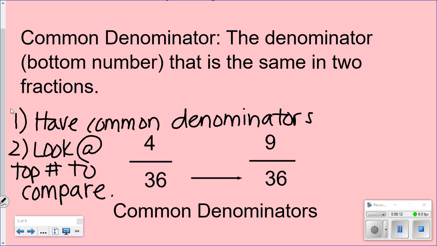All right, so here's a short, sweet example. I have two fractions. I have 4/36 and 9/36. I have common denominators. Okay, check one, done. Two, look at the top number. I have a 4 and a 9. Which one's going to be greater than? Matt? The 9. So the 9/36.